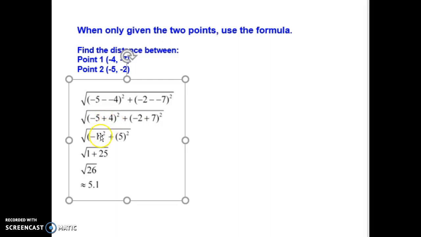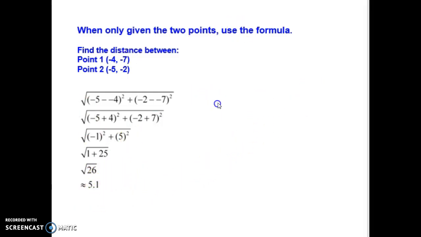-5 plus 4 gives me a -1. And -2 plus 7 gives me a +5. I'm going to take the square of the -1 and get a 1. Take the square of the 5 and get a 25. You take the square root of 26, and that is roughly 5.1. So the distance between those 2 points would roughly be 5.1.